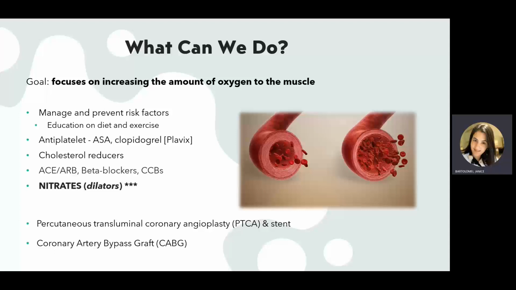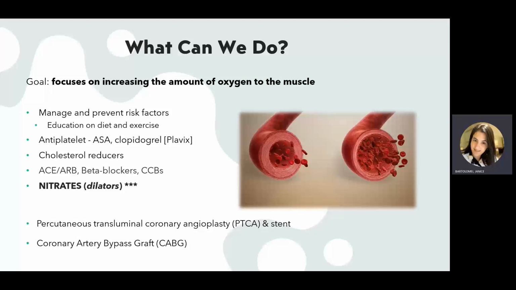Specifically for angina, yes, we can give all this, but what's going to work the best are your nitrates. They're your dilators. Just as we had bronchodilators for our airway, we have nitrates for our blood vessels. And this picture here shows you a normal vessel size, and then you give them a nitrate and how they puff up and get big and dilate.